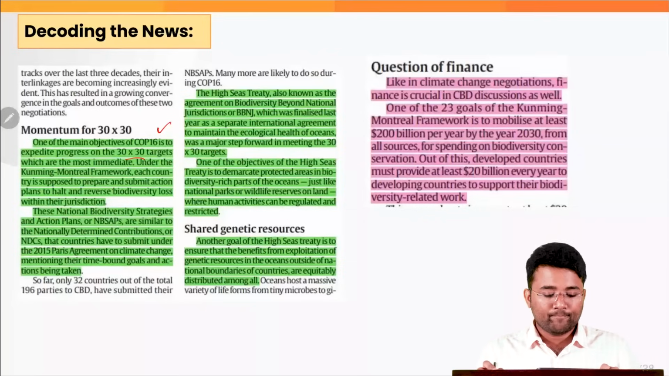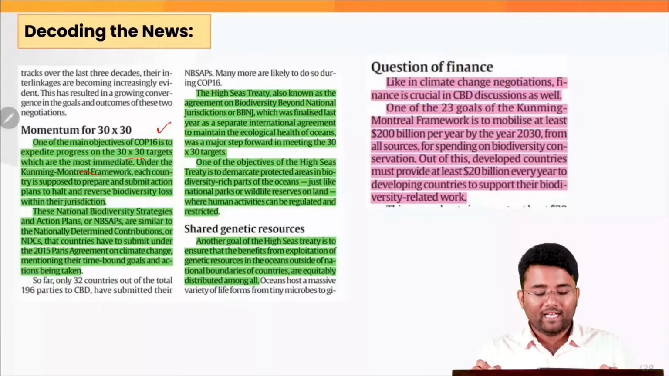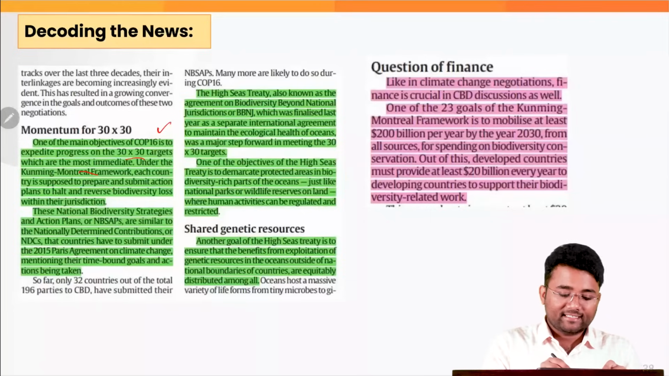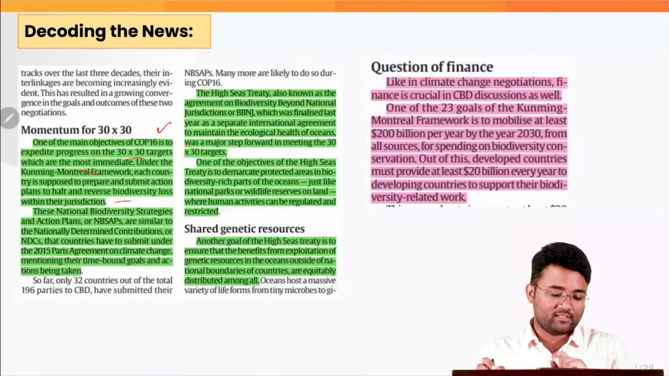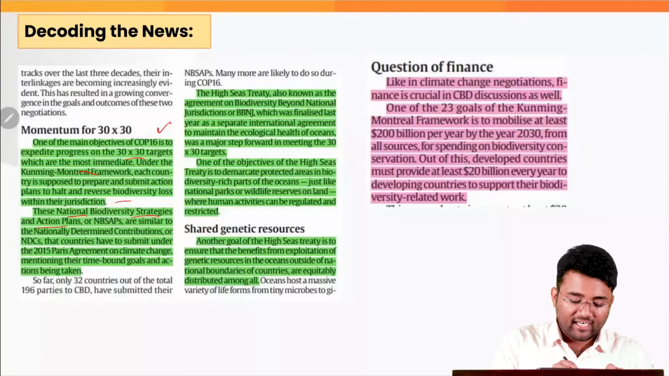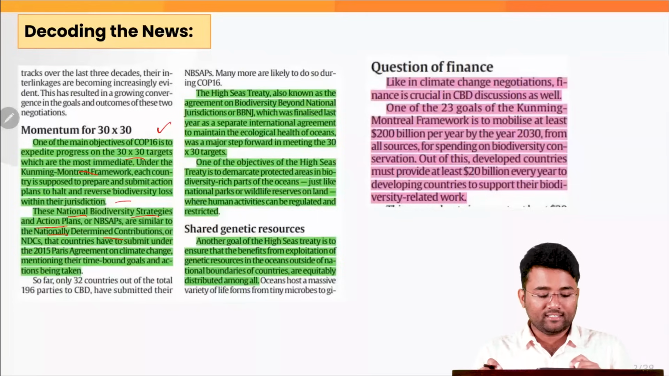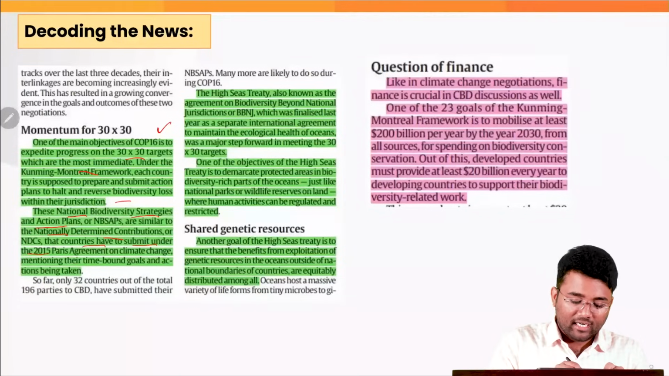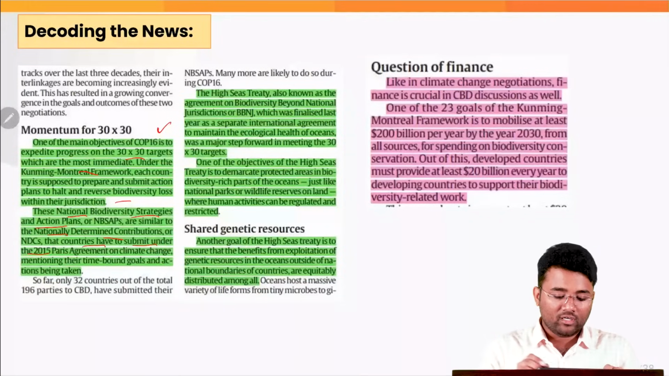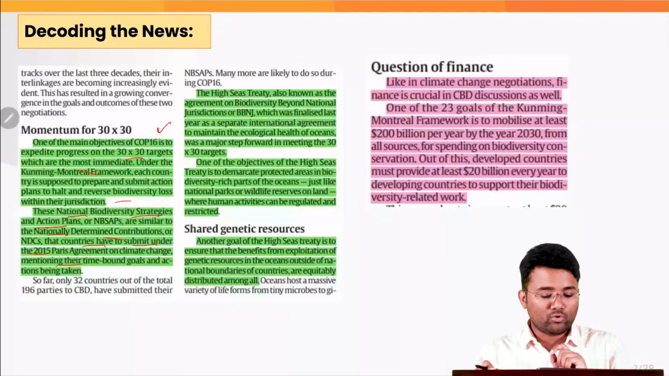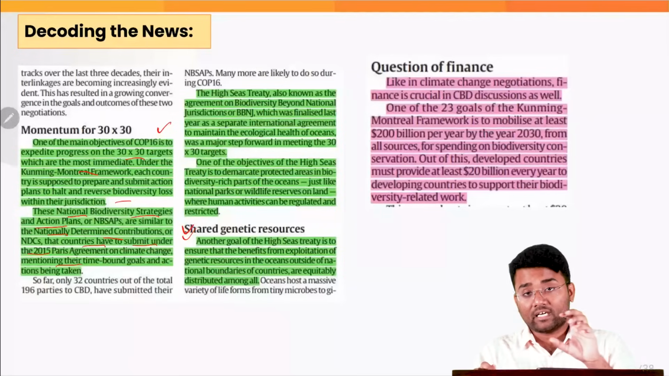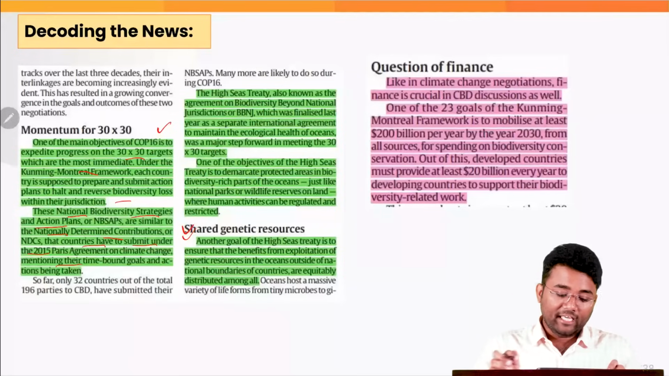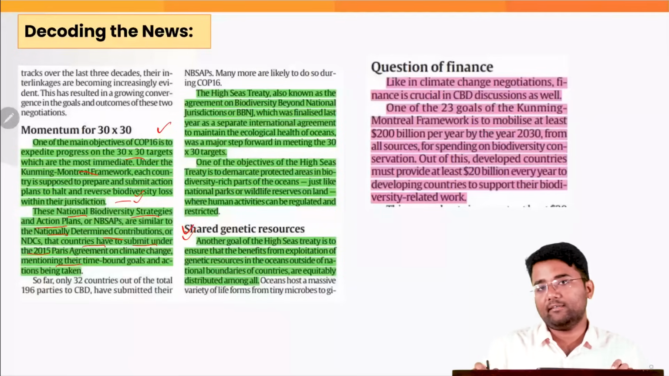Also, one of the main objectives of this COP16 is to expedite the process of this 30 into 30 target, which was provided under this framework, and each country has to prepare and submit action plans to halt and reverse the biodiversity loss within their jurisdiction. These national biodiversity strategies and action plans, NBSAPs, are similar to the nationally determined contributions or NDCs that countries have to submit under the 2015 Paris Agreement on climate change, mentioning their time-bound goals and actions being taken. So similarly, the countries have to submit their NDCs, they have to also submit their NBSAPs.